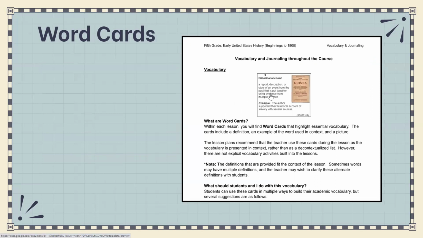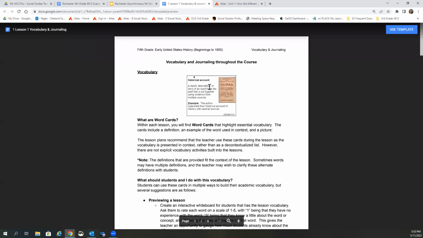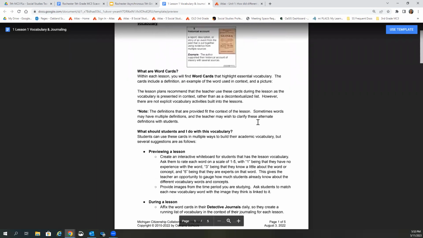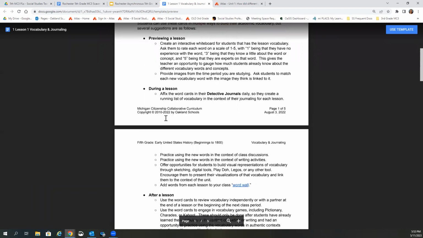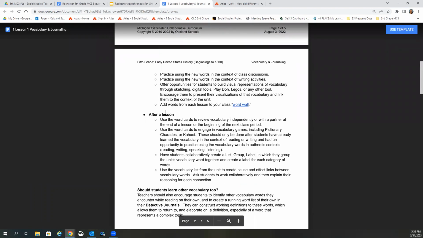At the very beginning of Atlas on the course landing page, you'll notice this hyperlink document, which is all about vocabulary and journaling throughout the course. When you visit it, sorry, it's taking a second to load. When you go to it, it'll talk about the word cards. It will also give you ideas of what you can do with these word cards to preview a lesson, during a lesson, and after a lesson. So there's lots of different ways these can be used. The lesson plans do include the introduction of these vocabulary words in context, and things you can do with them, but this is more ideas for you about how to use these word cards effectively.